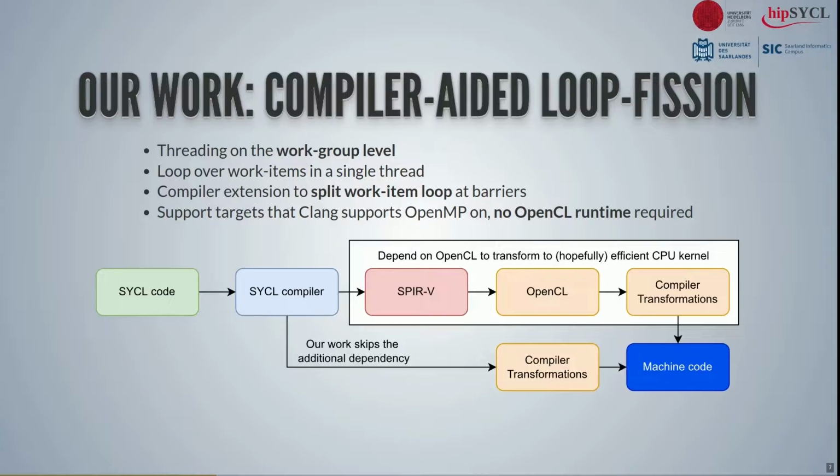Both approaches improve the performance by parallelizing over the workgroups and executing the work items in the single thread of a workgroup. This requires a compiler extension to split the work item loop at the barriers, so that the semantics of the kernel are preserved. Our implementation of these approaches still supports all CPU targets that Clang supports OpenMP on. This is without requiring the availability of an OpenCL runtime, which most other SYCL implementations do.